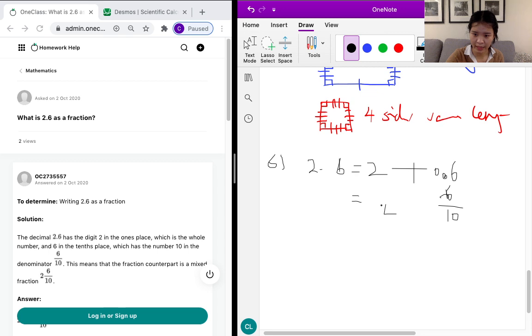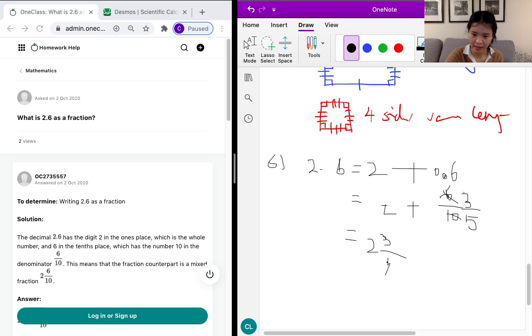We know that 6 over 10 can be simplified because 2 is a common factor of 6 and 10. So we can divide 6 by 2, which results in 3, and divide 10 by 2, which results in 5. So 6 over 10 is also 3 over 5. So 2 plus 6 over 10 is equal to 2 plus 3 over 5, which is equal to 2 and 3 over 5. And that is 2.6 in fraction form.